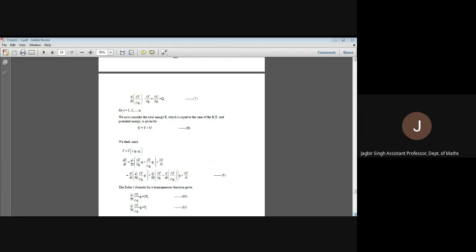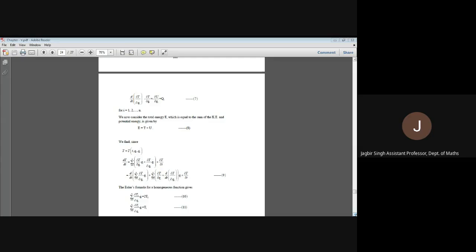And now just keep the first term as it is, meaning summation i from 1 to n partial T by partial qi as it is, no issue. But the second term, it is summation i from 1 to n partial T by partial qi dot into qi double dot. Qi double dot can be written as d by dt of qi dot. And now bringing this d by dt outside the summation, we will have the first term of equation number 9. It is d by dt of summation i from 1 to n partial T by partial qi dot into qi dot.